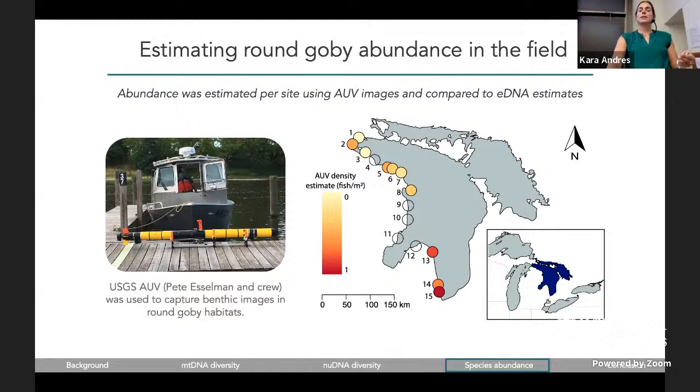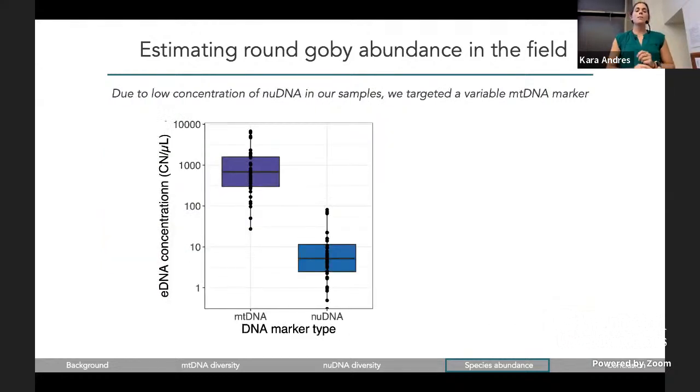Like I showed in the simulation, we really wanted to use microsatellite markers because that would give us the highest ability to estimate high numbers of round gobies. But what we saw in these samples, just by looking at the DNA concentration of both mitochondrial DNA and nuclear DNA, is that we had really low nuclear DNA concentrations. Like I said from the start, we do expect nuclear DNA to be less abundant in environmental samples, but in this case, there wasn't enough nuclear DNA in these samples to really do a detailed microsatellite analysis.